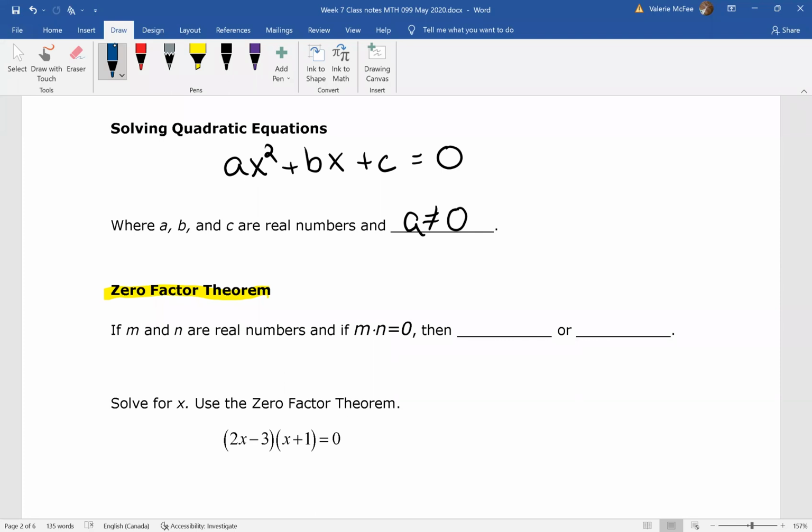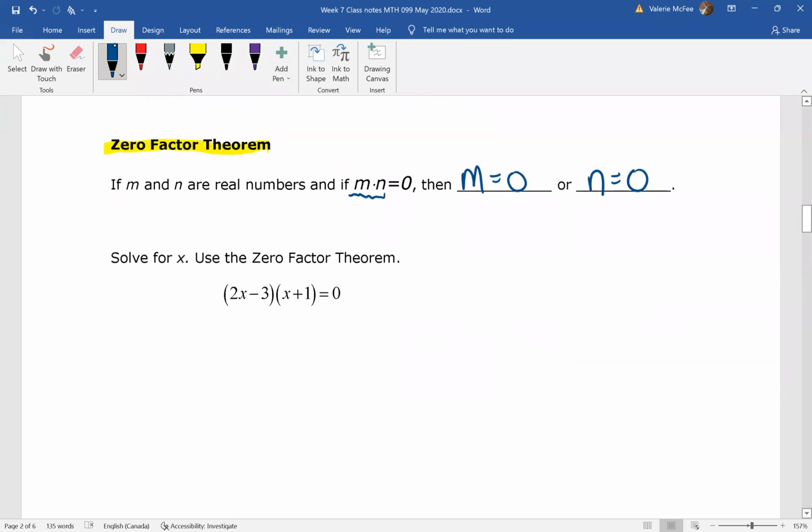We say if m and n are real numbers, and if m times n equals 0, then we know that either m has to equal 0 or n has to equal 0. Think about that. If you know that two numbers are being multiplied and their product is 0, you know that one of the numbers has to be 0. So look at this example that we have here.